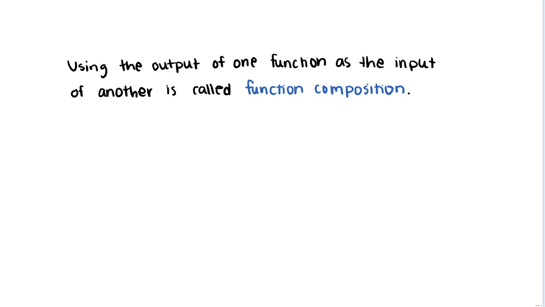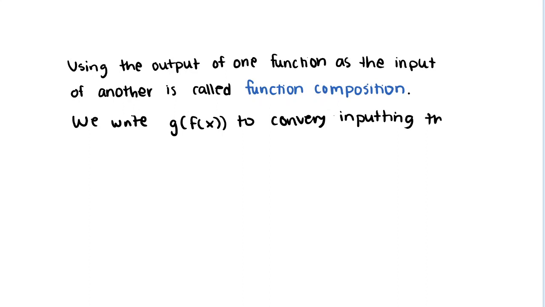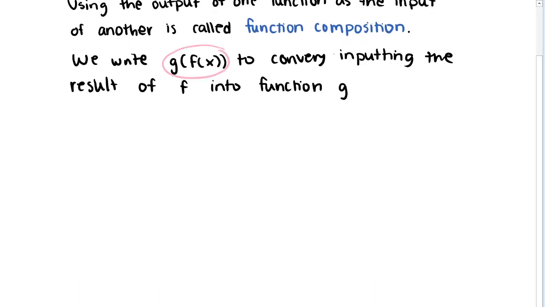And so the notation we use for this, based on what we wrote earlier, is we write g of f of x to convey inputting the result of f into the function g. So this statement here can be read as g of f of x.